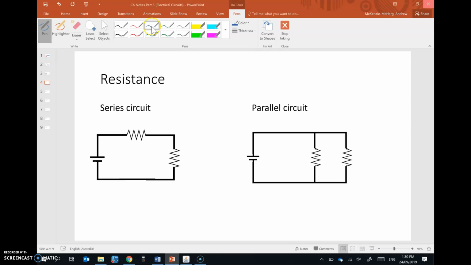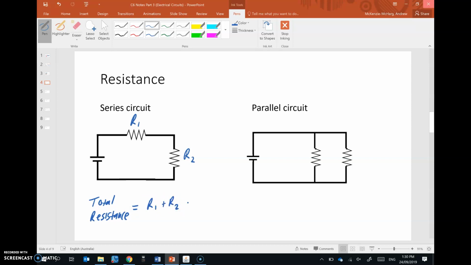So let's get started. Let's say that we have a series circuit like this one on the left, and we have two resistors, resistor 1 and resistor 2. Well, the total resistance of this circuit is just the sum of those two resistors, R1 and R2.